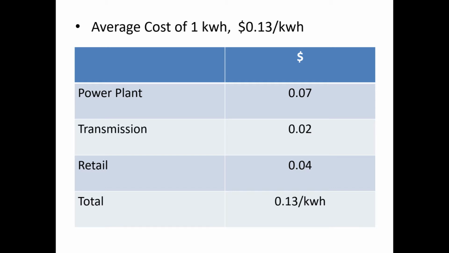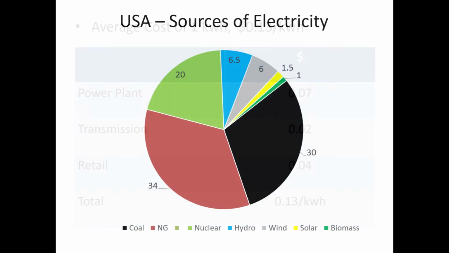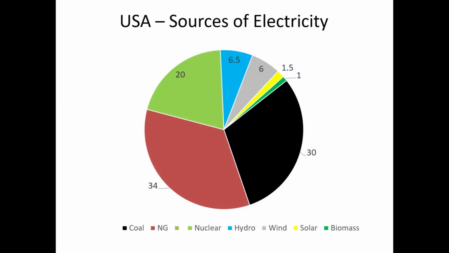In Florida, it averages less than 12 cents. In Michigan's Upper Peninsula, the cost is about 25 cents. Coal, natural gas, and nuclear provide 84% of our power. Renewables, such as hydro, wind, and solar, provide only about 16%.